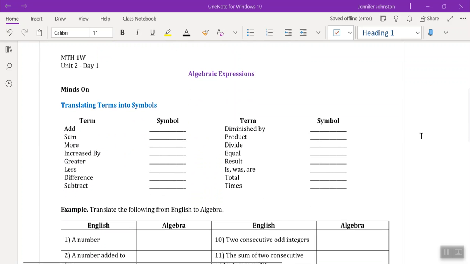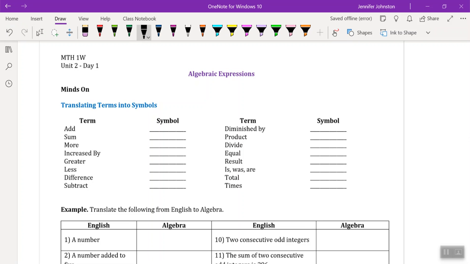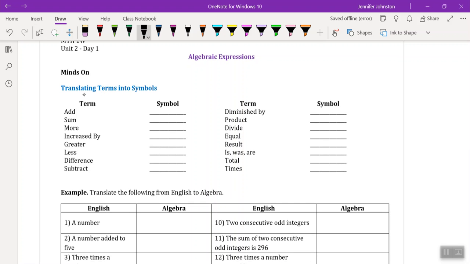So you should have this in front of you and something to write with. All right, and anytime the supply teacher can always press pause and we can see if students can answer these questions throughout the lesson. All right, so we have translating terms into symbols.